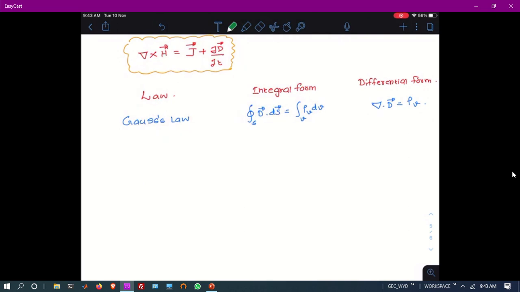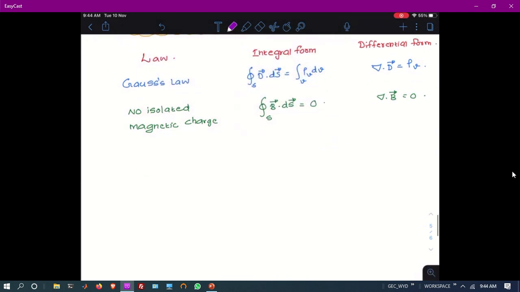Next, we saw that there is no isolated magnetic charge, because the magnetic flux lines are closed, and if you break a magnet, it will always come as north and south pole, because of which there is no isolated charge. The integral form is integral B dot ds is equal to 0, or del dot B is equal to 0. That's the second one.